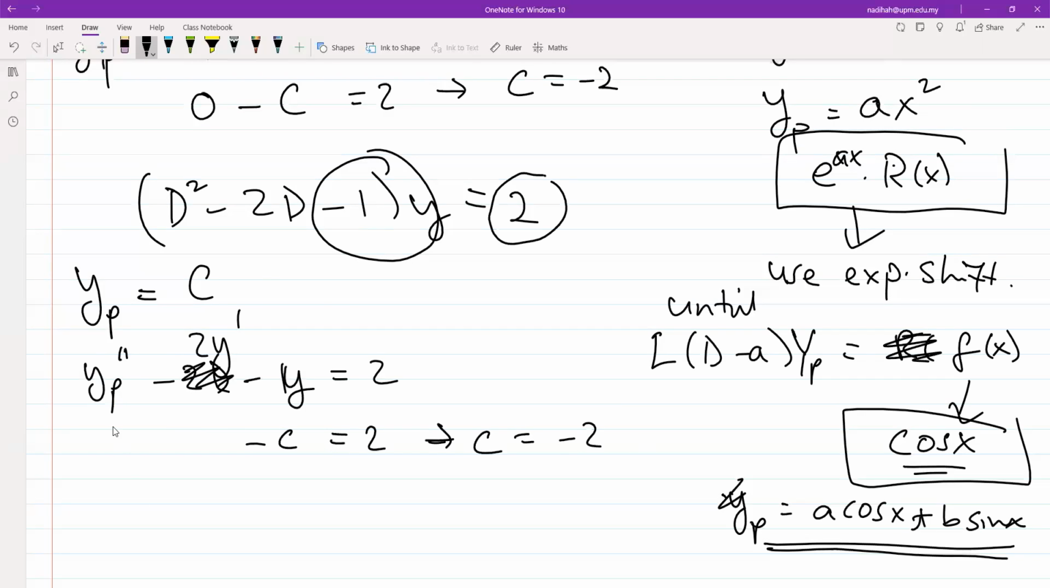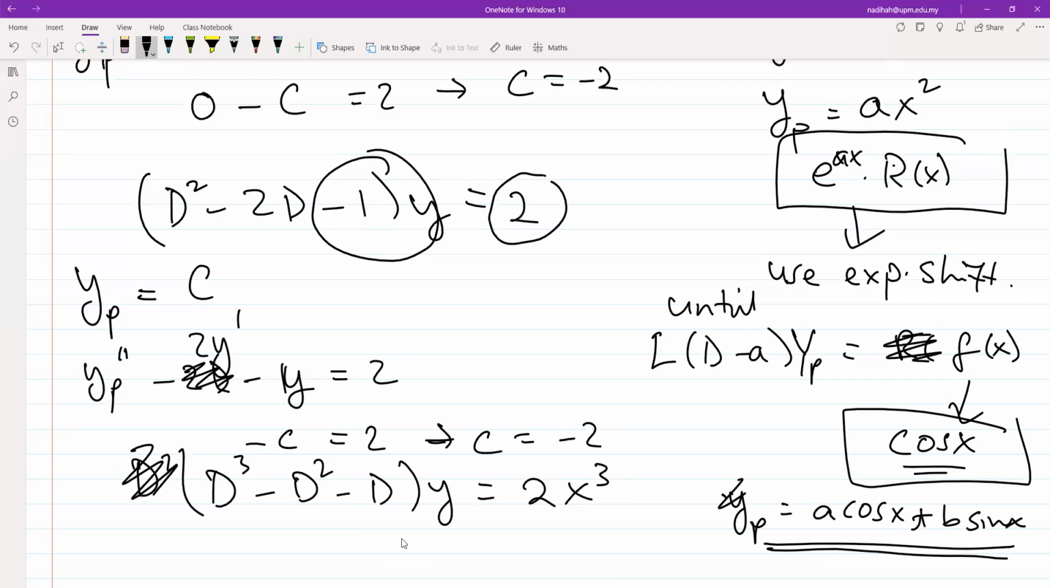Kita tengok yang last part. Kalau saya buat D squared ataupun mungkin D cube minus D squared minus D of Y equals to 2x cube. Contoh. So particular solution dia apa? AX kuasa 4. Yes. X kuasa 4 tambah BX kuasa 3 dan so on.